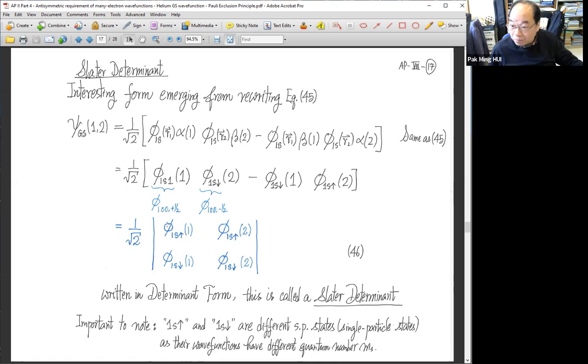And then you can expand this. This term times this is the first term. Then this term times this term is the second term. And that is the way you expand a 2 by 2 determinant. Okay, so let me summarize. This is an important treat.